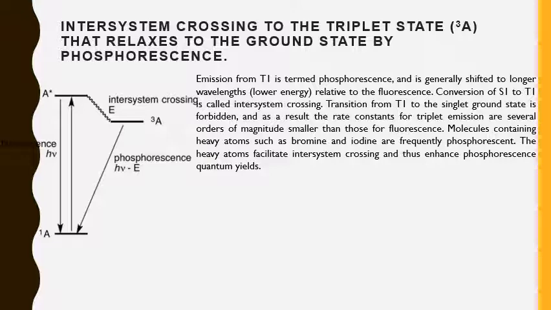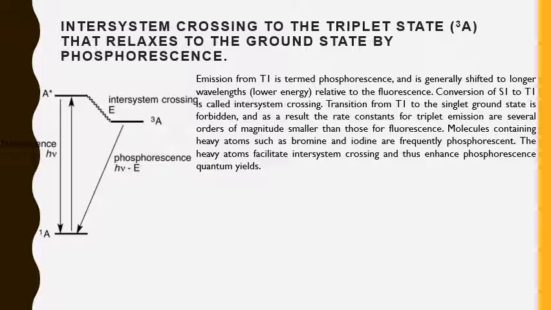As we have said, for emission from T1, if due to intersystem crossing the electron moves to the triplet state, then the emission is shifted to longer wavelength relative to fluorescence. Conversion of S1 to T1 is called intersystem crossing. The transition from T1 to the singlet ground state is forbidden, and as a result, the rate constants for triplet emission are several orders of magnitude smaller than for fluorescence.